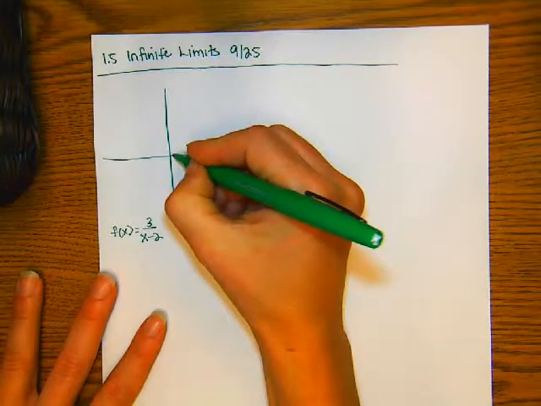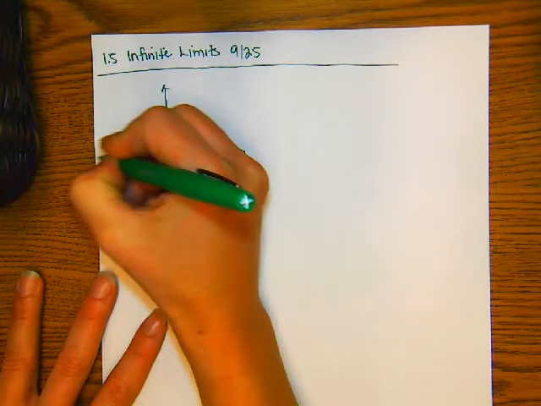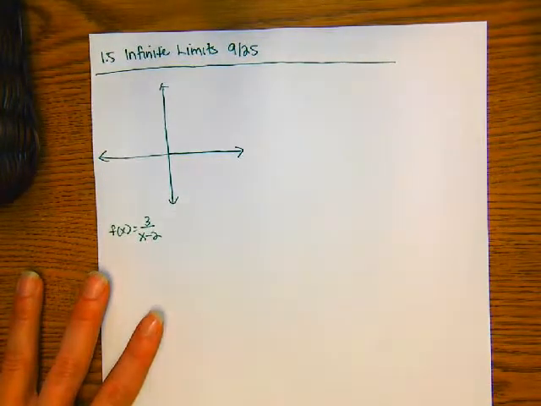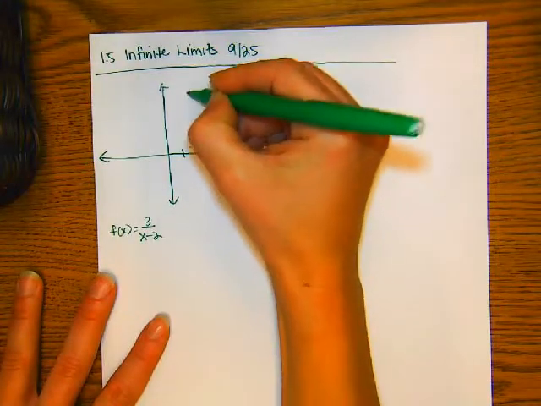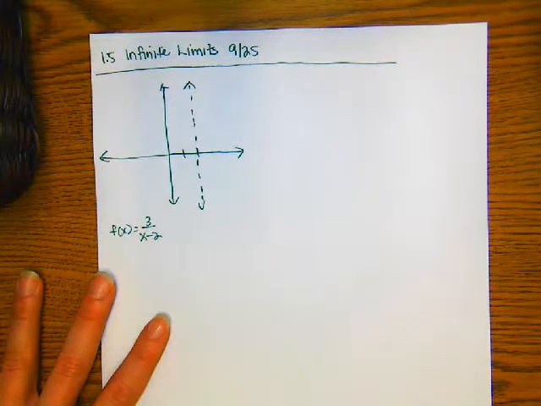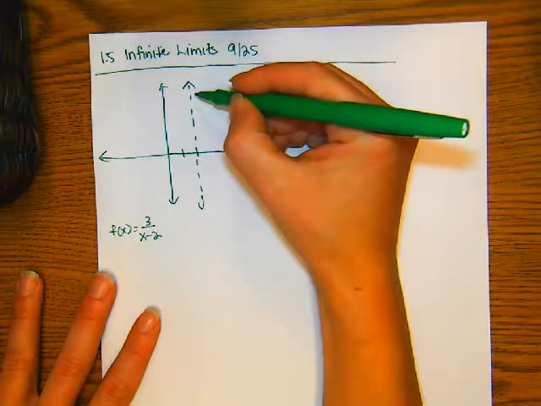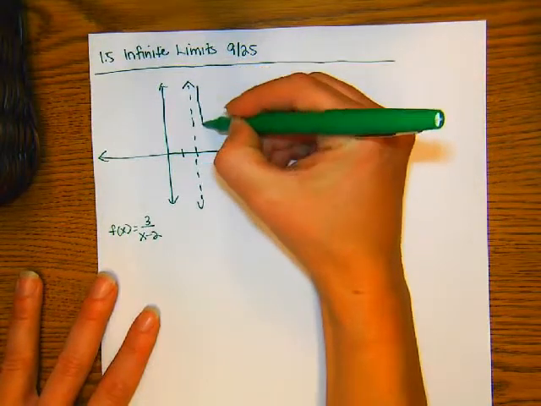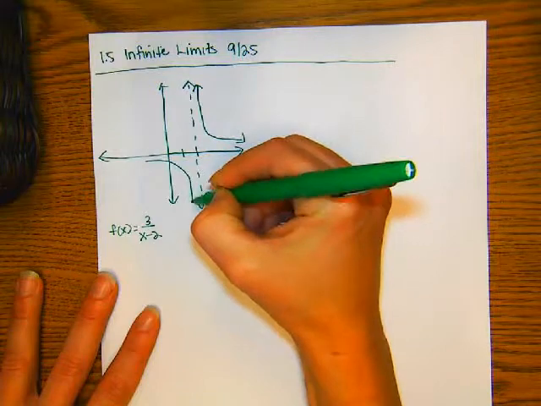we don't need to have our graphing calculator out. Can somebody just tell me what that's going to look like? And it's the rational function. Yeah, we call it the rational function. So it's like a hyperbola here and here.